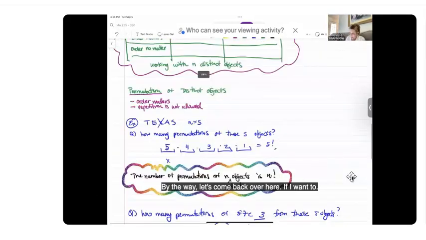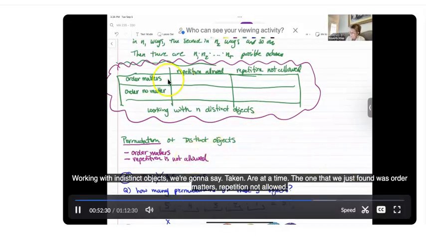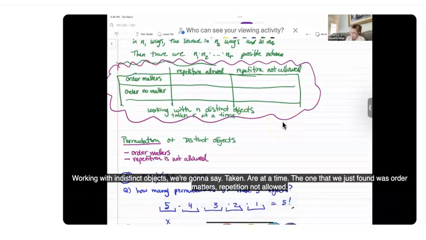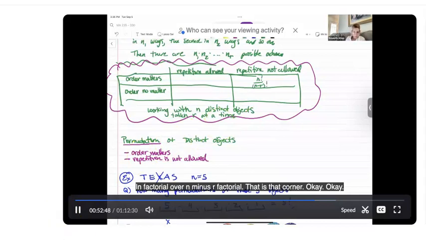If I'm working with n distinct objects, we're going to say taken r at a time. The one that we just found was order matters, repetition not allowed, n factorial over n minus r factorial. That is that corner. Okay?